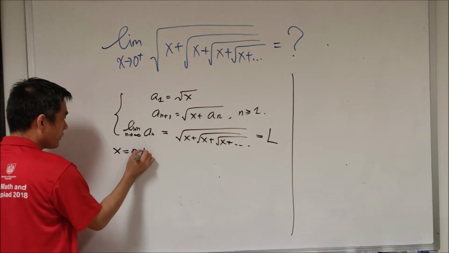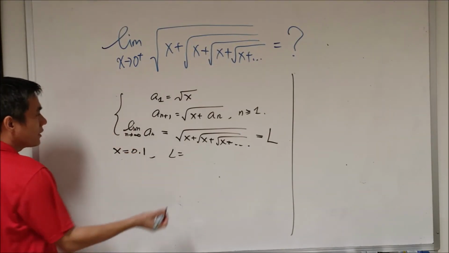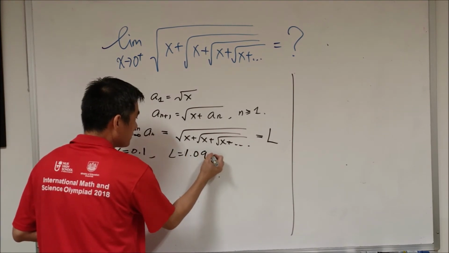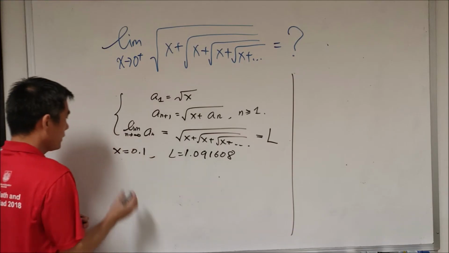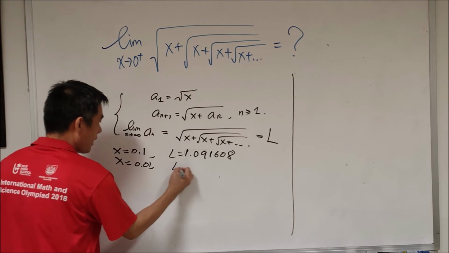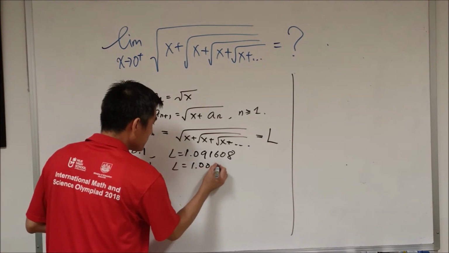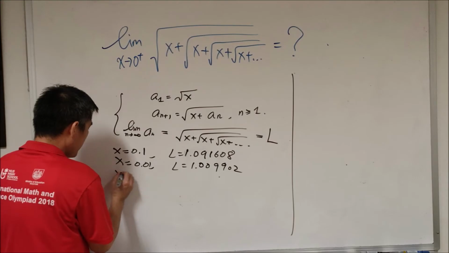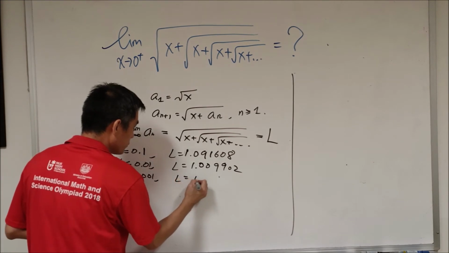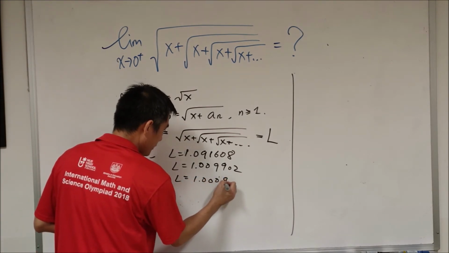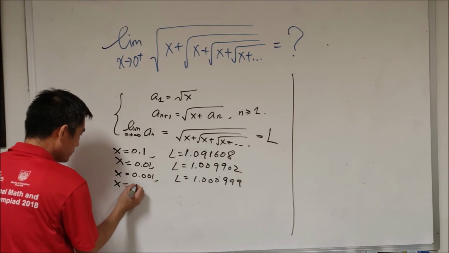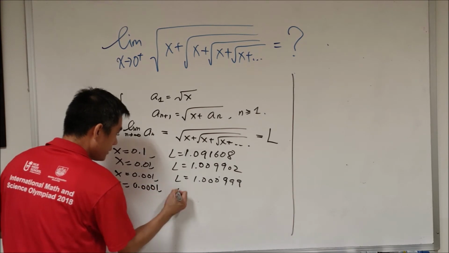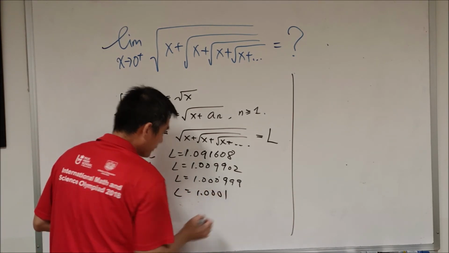So when x equals 0.1, we find that L equals 1.091608. When x equals 0.01, L equals 1.009902. When x equals 0.001, L equals 1.00000999. When x equals 0.0001, L equals 1.0001.